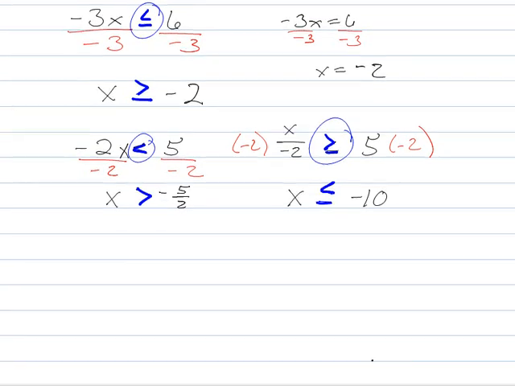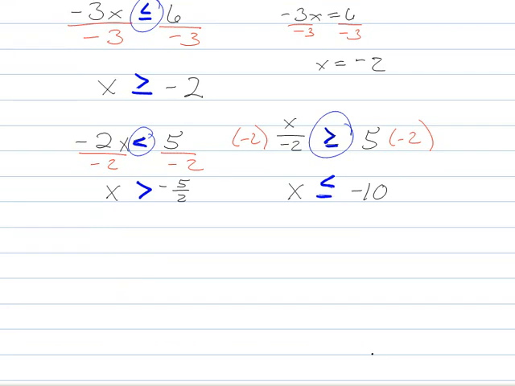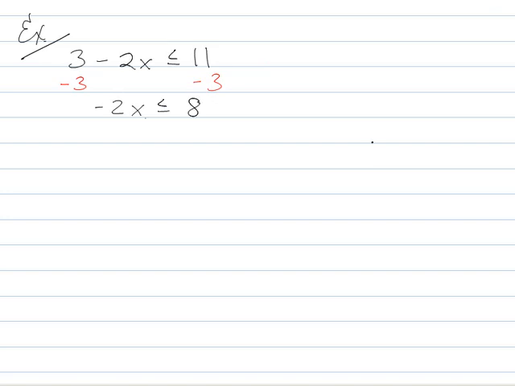Let's see what else we can do. All right, let's start a whole new set of examples. Say we've got something like 3 minus 2x is less than or equal to 11. We can do just like we would if it was an equality. First of all, get the x by itself, so we'll subtract 3 on both sides. We get negative 2x is less than or equal to 8. Divide both sides by negative 2. Since we're dividing by a negative, we flip the sign. So we get x is greater than or equal to negative 4.